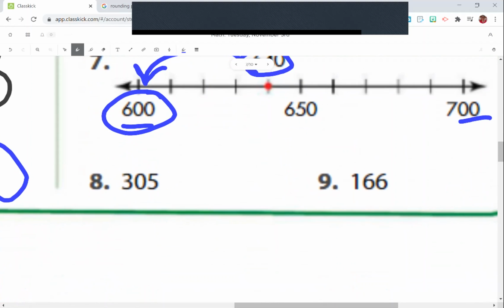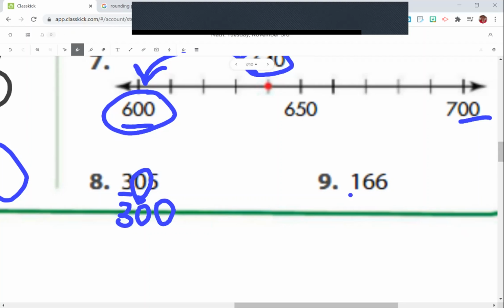Number 8. Find the place, find the hundreds place, and look next door. If it is below 4, then it's going to stay at 3. If it is above 4, if it's 5 and above, it will change to a 4. We'll add one more. So this stays a 3, and everything to the right changes to a 0.